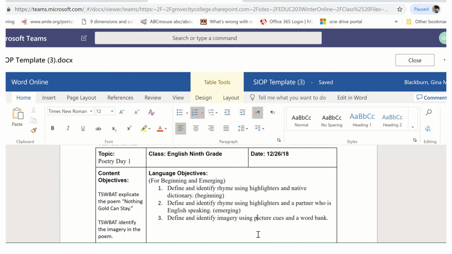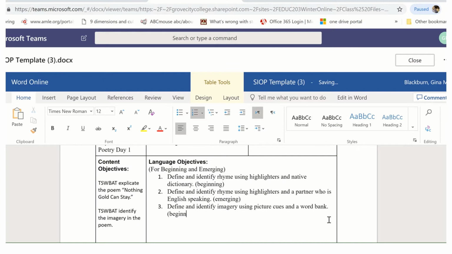Okay. And so for imagery, because imagery is something like painting a picture in one's mind with words, I might be able to use some picture cues to help the beginning student for that objective, that language objective.